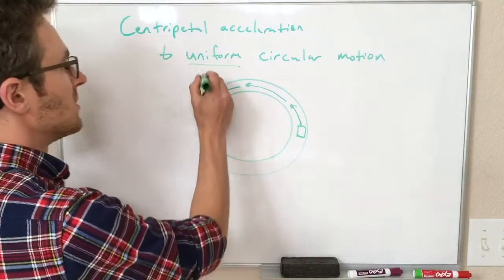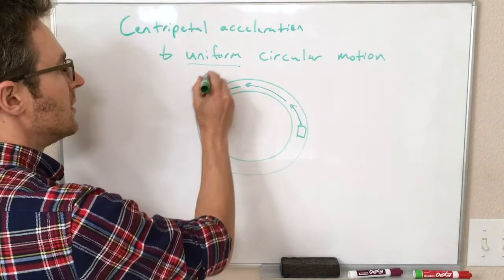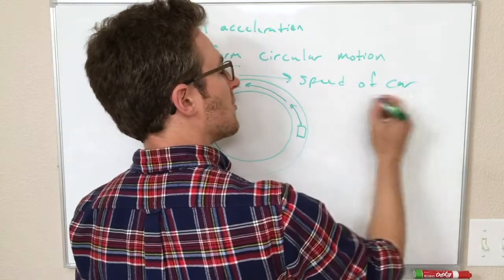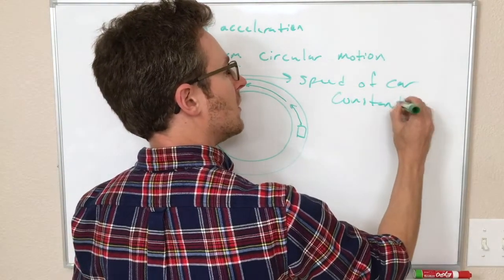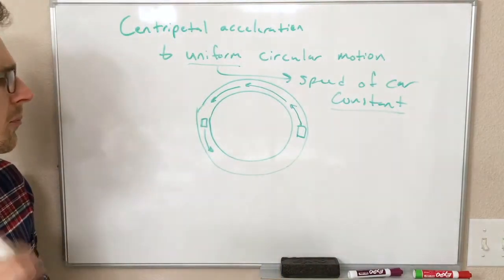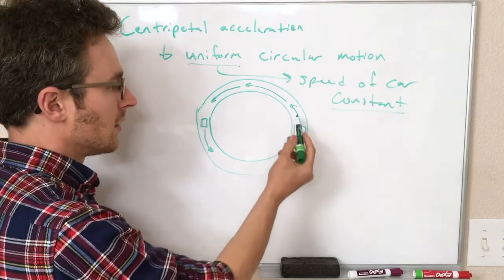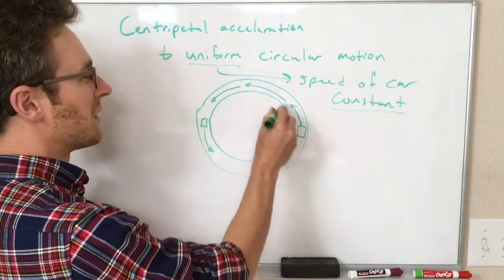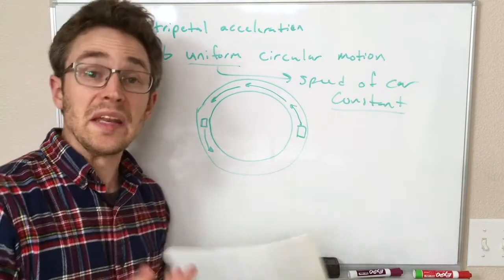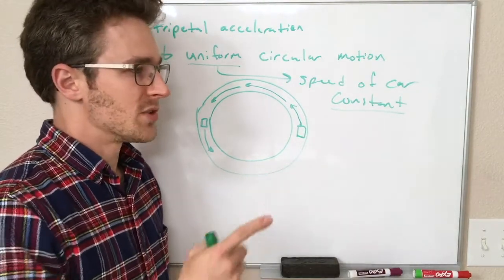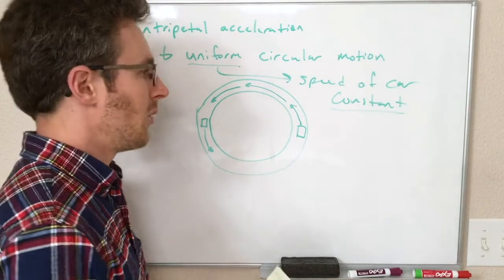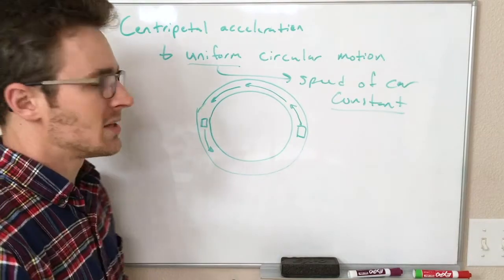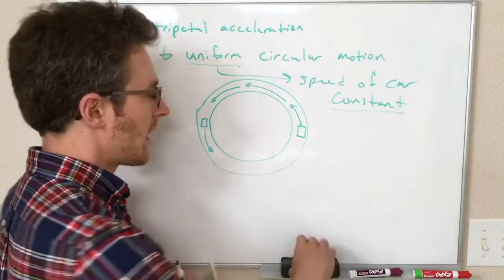Uniform here means that the speed of the car is staying the same, or the speed of the car is constant. The person in the car is not stepping on the gas and the brake and changing their speed. They're just keeping the car going at the same speed all around, or the speedometer of the car is staying at the same number on the dial, if you want to think of it that way. But as this car maintains the same speed, let's look at its velocity.